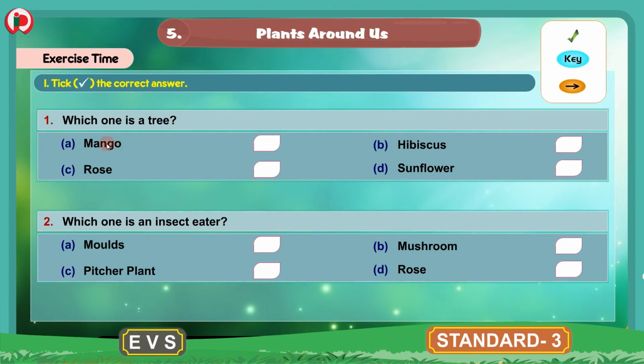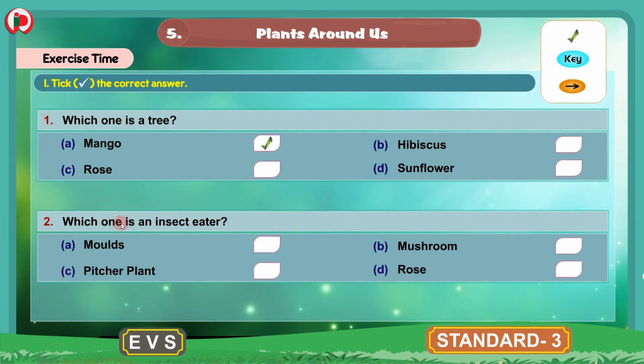1. Which one is a tree? And here the options are A. Mango, B. Hibiscus, C. Rose, D. Sunflower. And the correct answer here is mango, option A. We will put the tick mark for option A here. Which one is a tree? And the answer is mango.